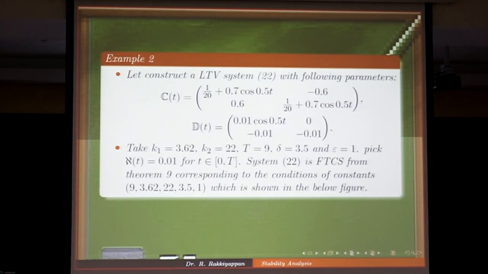So we have one more example. Let us construct a time varying system like this: C(t) equal to this 2 by 2 matrix, as well as D(t) equal to a 2 by 2 matrix. Then we assume k1 equal to 3.62, k2 equal to 22, delta 3.5 and epsilon 1. So pick n(t) equal to 0.01. So the system 22 is said to be finite time contractive stable, by Theorem 9, corresponding to the conditions shown in the below figure.